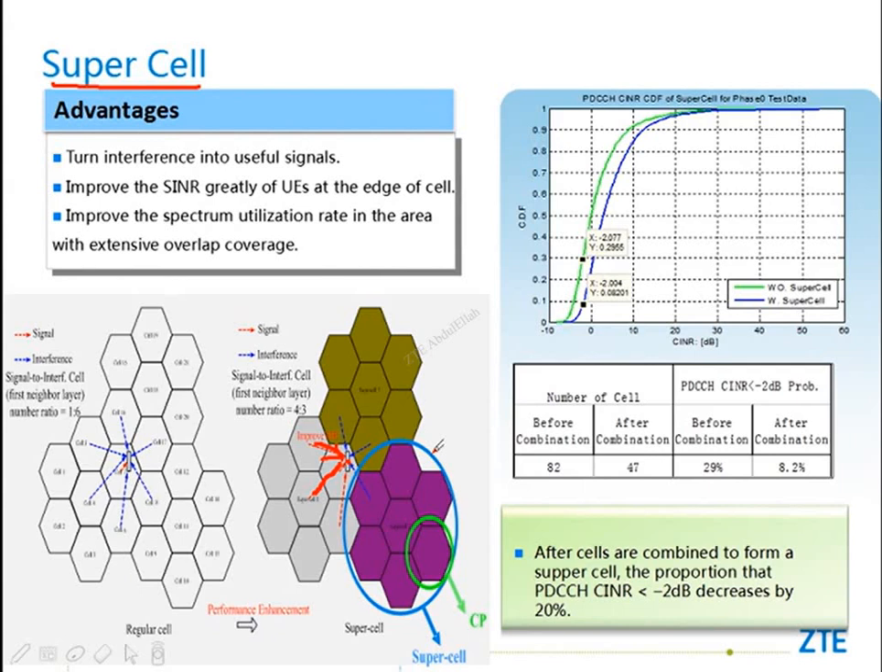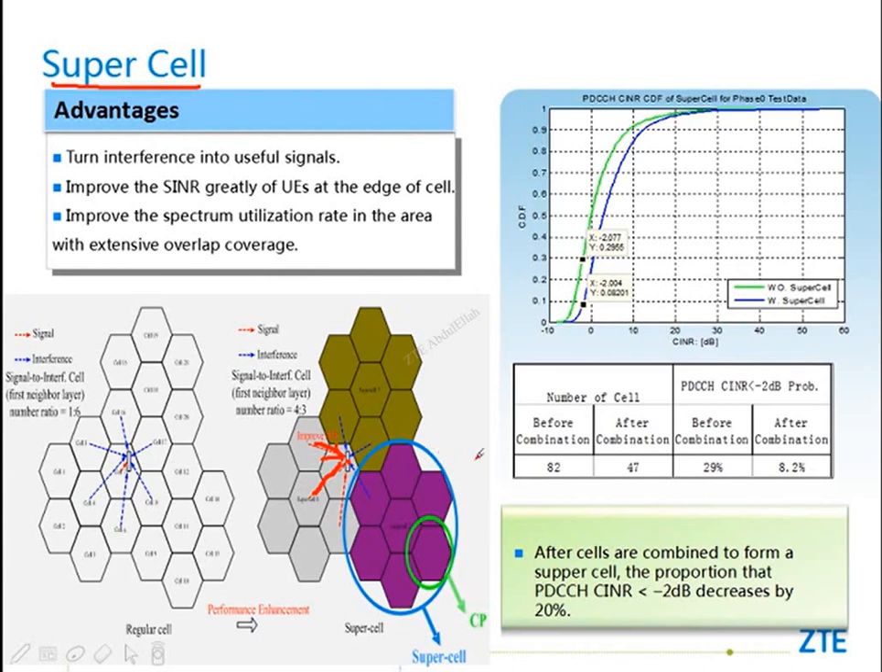The third scenario is high-speed railway coverage. But for high-speed railway coverage, we use supercell not for the reason of interference. It is for the reason of the handover. We use this to make the handovers slower. Okay.